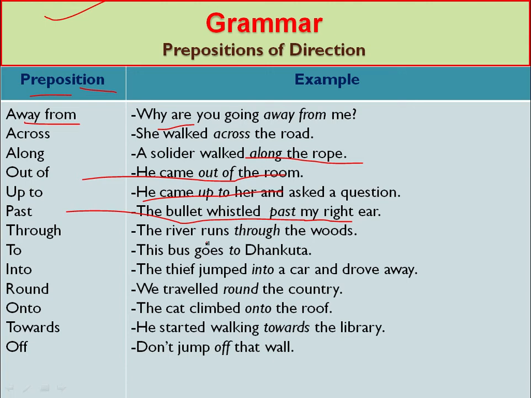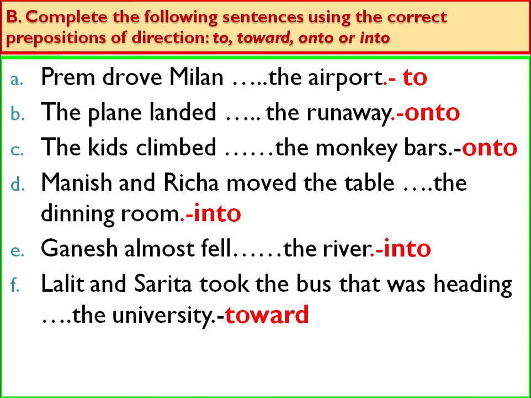Through: the river runs through the woods. To: the bus goes to Dankuta. Into: the thief jumped into the car. Round: we traveled round the country. Onto means movement onto the top: the cat climbed onto the roof. Towards: he started walking towards the library. Off: don't jump off the wall. So these are the examples mentioned in our text regarding the prepositions of direction.